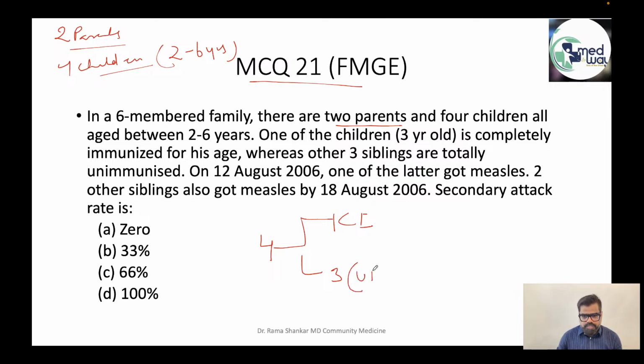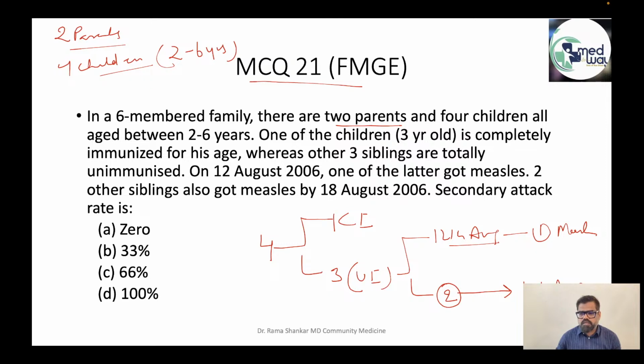On 12th August, one of these 3 got measles. One got measles. So we are left with 2 now. And the next part of the question is that these 2 other siblings also got measles by 18th August. They're asking you what is the secondary attack rate.